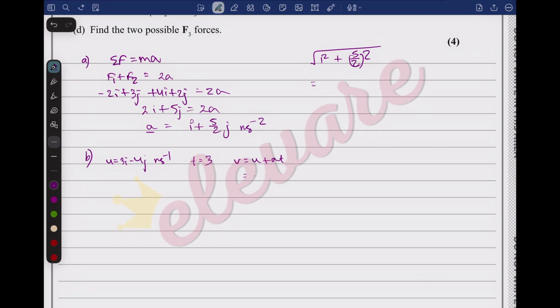And yeah, 3i minus 4j plus the acceleration, which is i plus 5 by 2j, times 3. That gives you 3i minus 4j plus 3i plus 15 by 2j. And now we're just going to have to combine the i components and the j components. And that's going to give us 6i plus 7 by 2j meters per second.